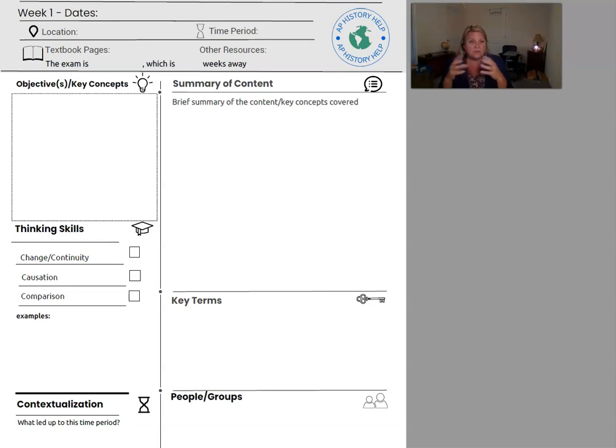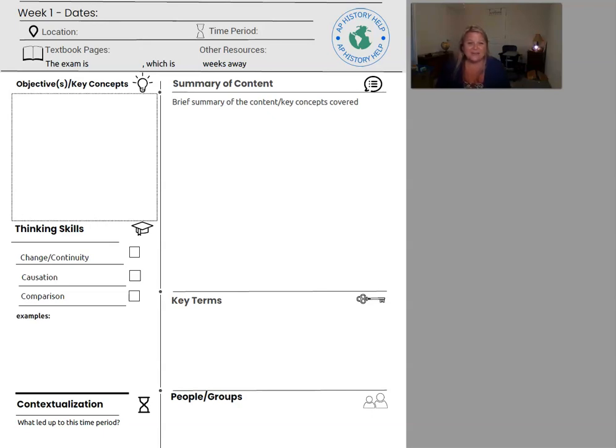Textbook pages would be referencing what pages you were reading that week for your class, or perhaps what was assigned for homework. And other resources would be, what other resources are you using that you want to make note of in case you want to go back to them.